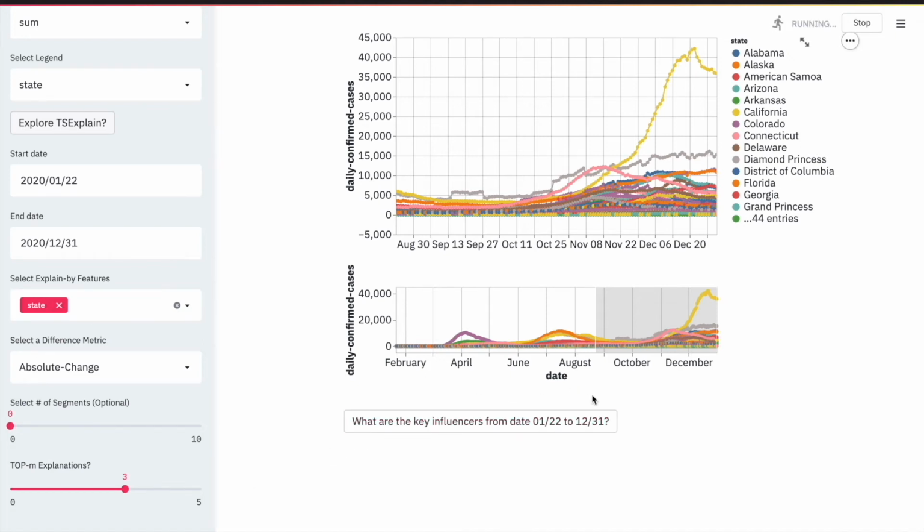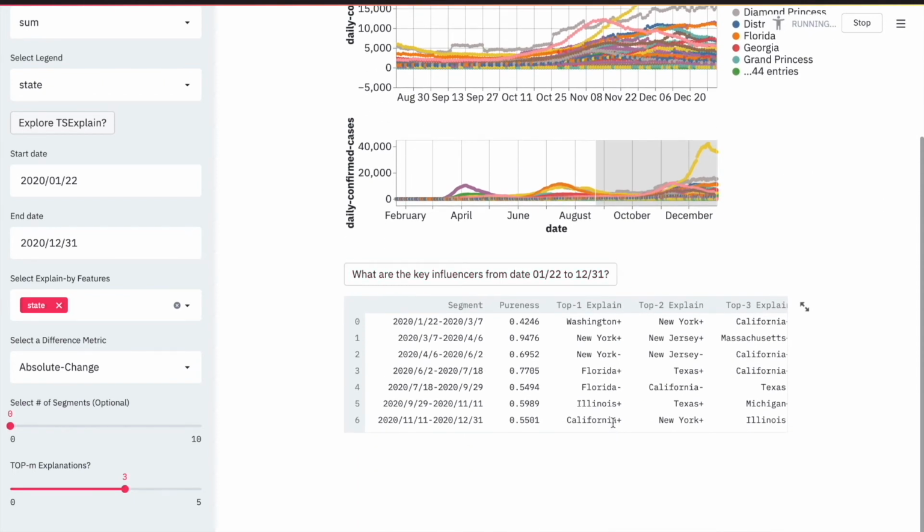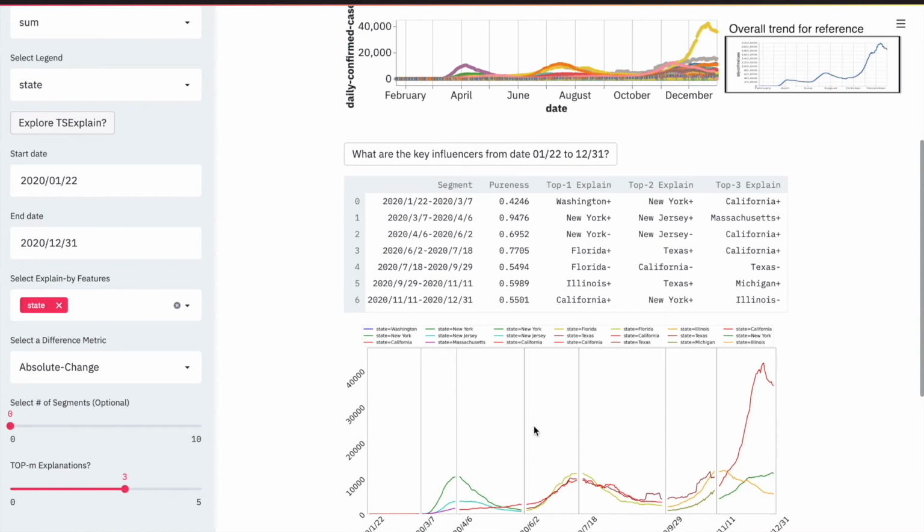TSExplain will then automatically segment the whole time series into multiple segments, and each segment has its own inherent and cohesive explanations. Here, TSExplain segments the time series into 7 segments. The table shows the top 3 explanations during each period. Pureness evaluates how consistent these explanations are in the corresponding segments. Plus and minus denote the rise or fall, respectively. The bottom chart visualizes the trends of each segment.